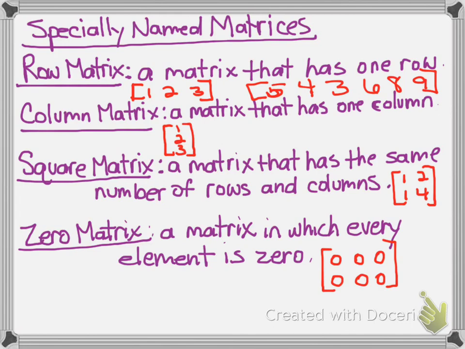A column matrix is a matrix that has 1 column. Just so happens that this one has 3 elements in it. It could have 20 elements in it, but they're all in 1 column. A square matrix is a matrix that has the same number of rows and columns. So the one pictured has 2 rows and 2 columns. So if the dimensions are the same, it's a square matrix. And a zero matrix is a matrix in which every element inside of it is 0.